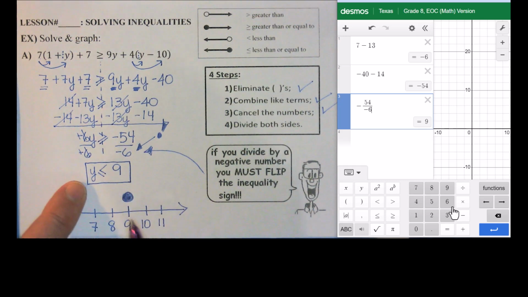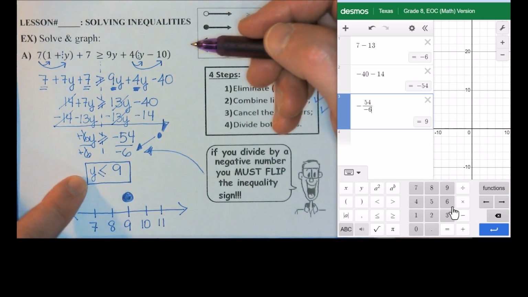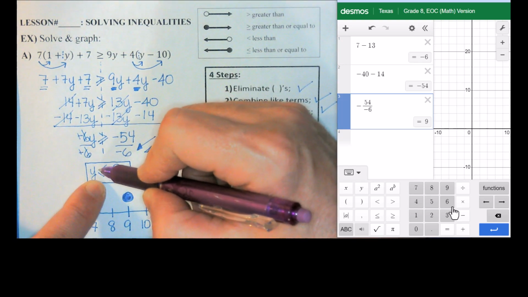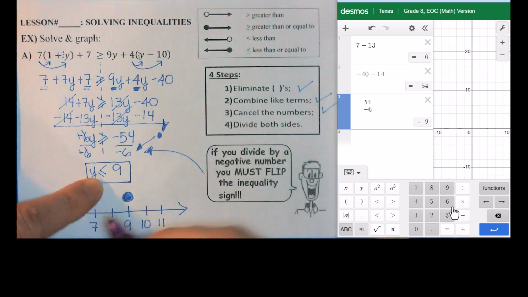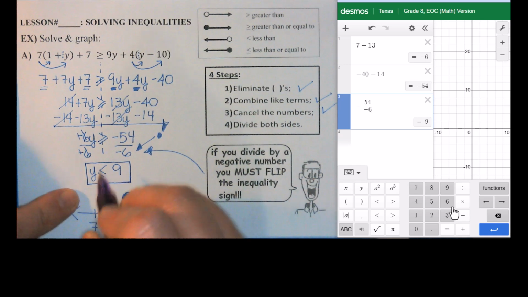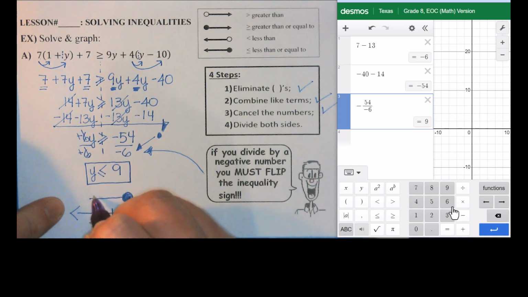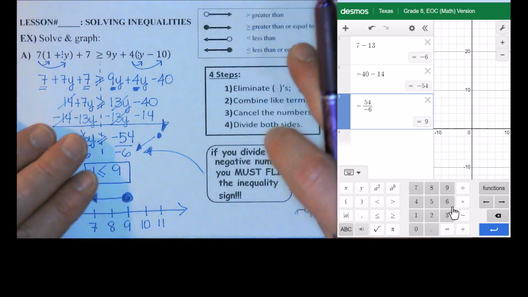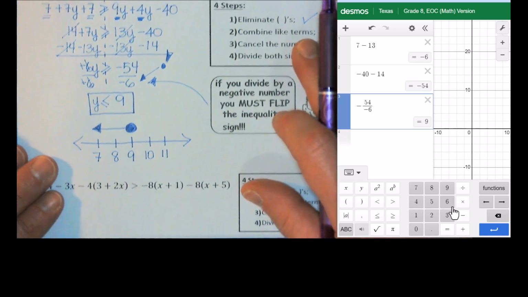Also, one of the reasons we make sure that the letters are on the left is that when we get to the final answer, the inequality sign looks like the tip of the arrow. So in this case, the tip of the arrow is pointing to the left, so we know our arrow is going to go to the left, and that's going to be our graph. So our answer is all the values of y less than or equal to 9. Very well. Let's go on to the next example.